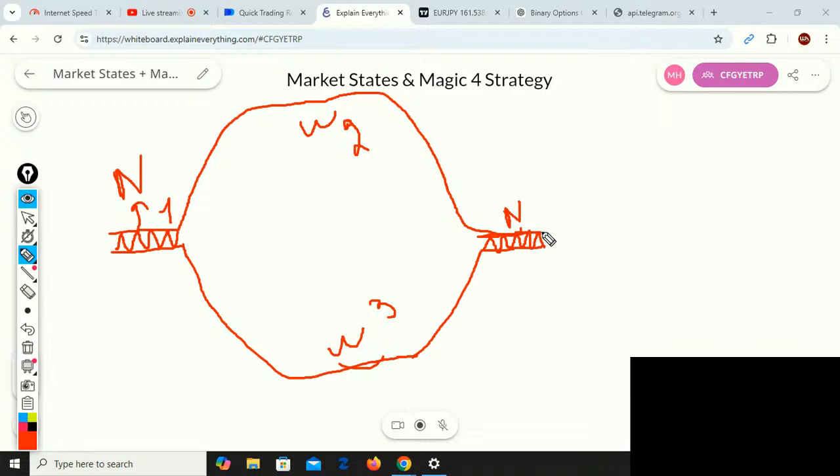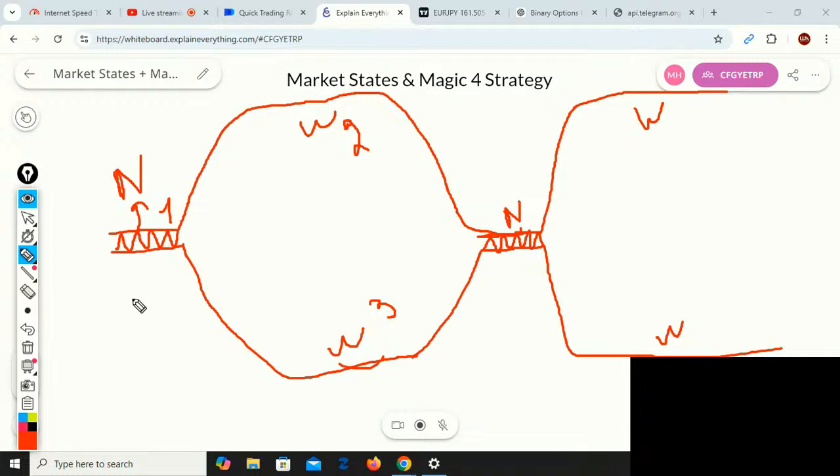Now from this point here, the market has only two things to do. Either to go back to a wide state to the upside or to a wide state to the downside. Wide state. We good up to this point, right? Very simple. Basics. We will go to the charts. I know you want to see the charts. Once we finish the basics and everything, we will move to the Magic 4 live on charts.